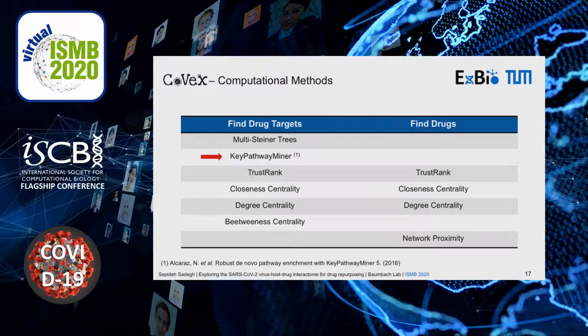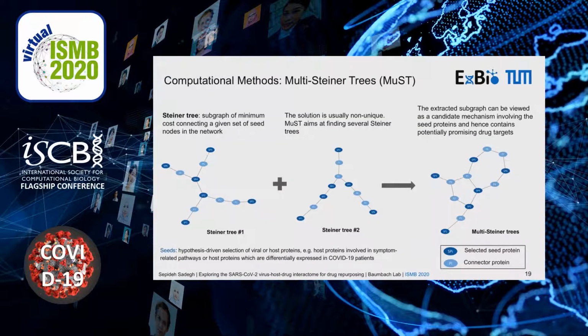Key pathway miner is a network enrichment tool that identifies condition-specific subnetworks or key pathways. In COVEX, we utilize the key pathway miner web service to extract a maximally connected subnetwork starting from seeds. One of the COVEX algorithms specifically tailored to the network medicine context is multi-Steiner trees. The Steiner tree problem is a combinatorial optimization problem. It aims at finding a subgraph of minimum cost connecting a given set of seed nodes. However, this solution is usually non-unique. For COVEX, we have developed a weighted multi-Steiner trees method which aggregates several non-unique approximates of Steiner trees into a subgraph.